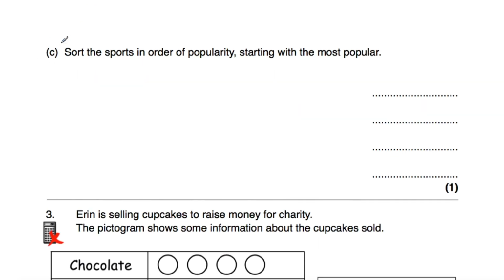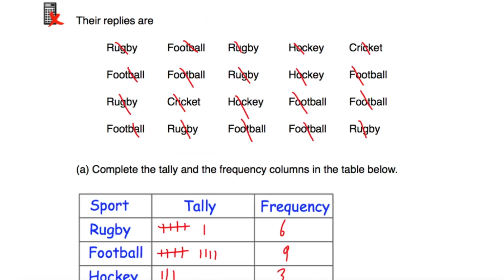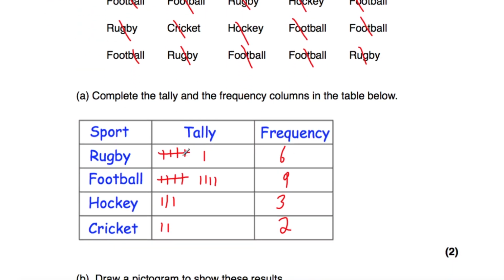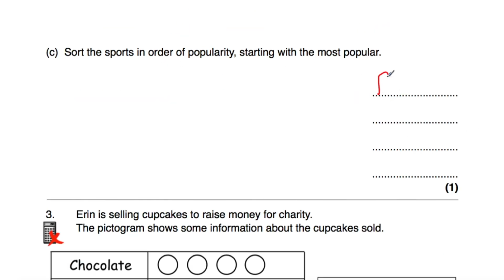Okay, let's look at part C. So part C says put the sports in order of popularity, starting with the most popular. So if we have a look, the most popular sport was football, and then rugby, and then hockey, and then cricket. So let's write those down. So we had football, then rugby, then hockey, and then cricket. So we've put the sports in order from the most popular to the least popular.